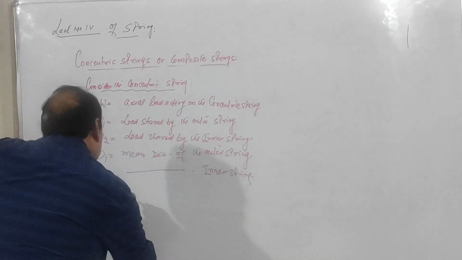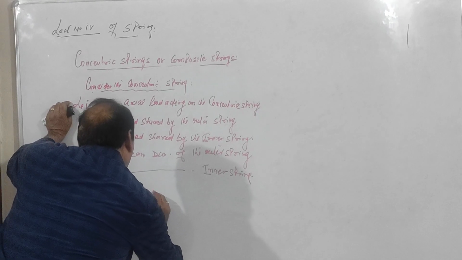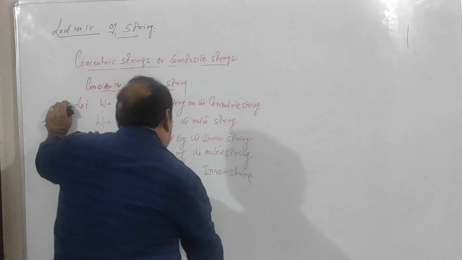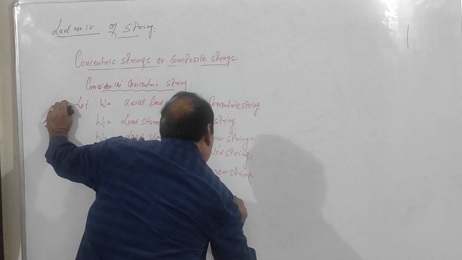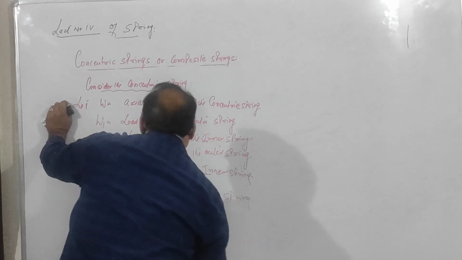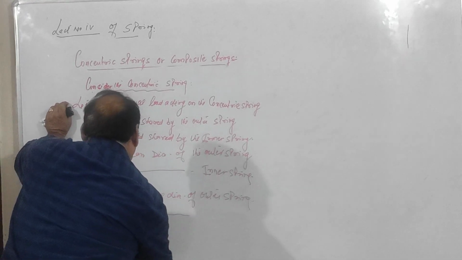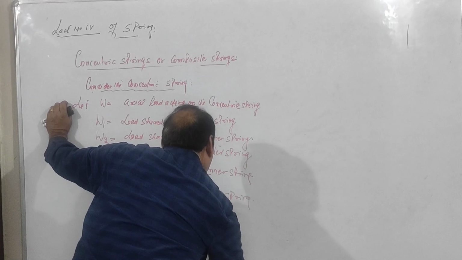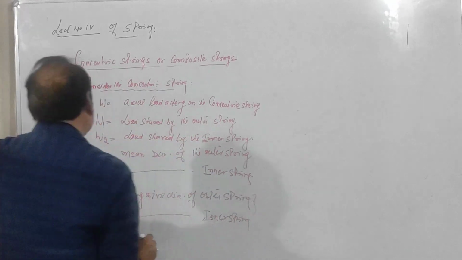D1, spring wire diameter of the outer spring, ठीक है? तो D2 क्या होगा? ये आपका इनर स्प्रिंग का होगा, राइट?